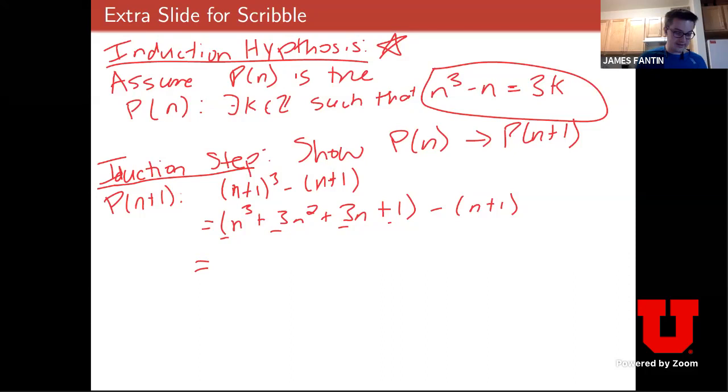And then we can just kind of simplify this expression. So we get n cubed plus 3n squared plus 2n. Oh, not plus 1, because the plus 1 and minus 1 cancel each other out. Any more questions? No, cool. And then what can we do here? Well, we can factor an n out.